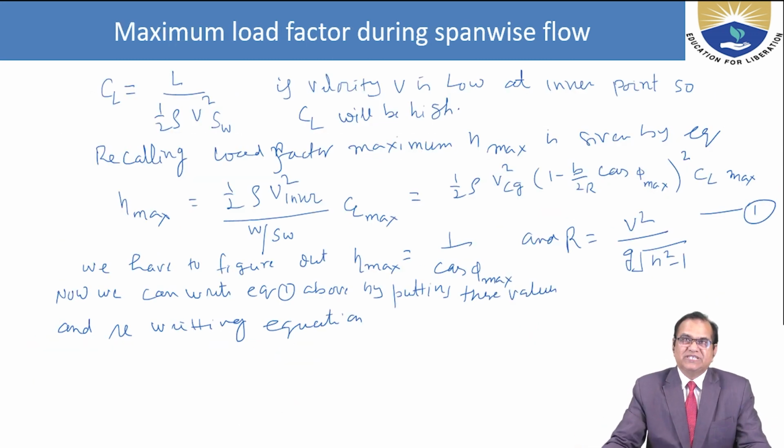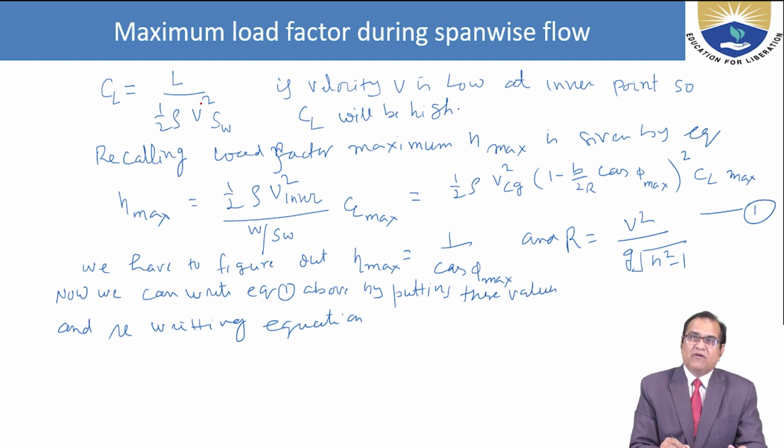Now we have to see the maximum load factor during a spanwise flow. We have seen that CL is equal to half L by half rho V square SW, where V is the velocity, rho is the density, SW is the wing area. If velocity V is low at the inner point, CL will be high. So if this velocity is low in the inner wing, CL will be high.